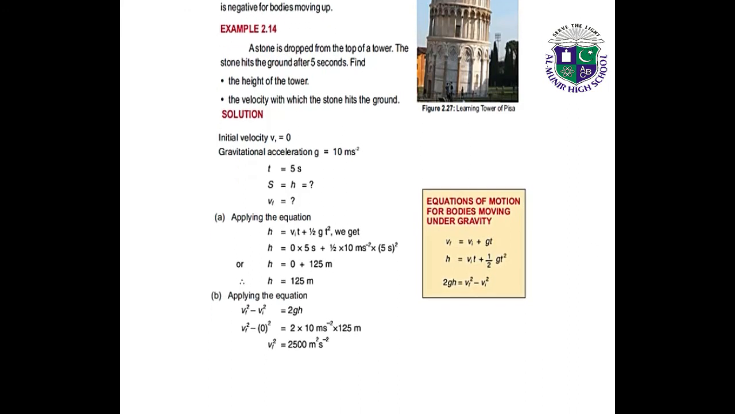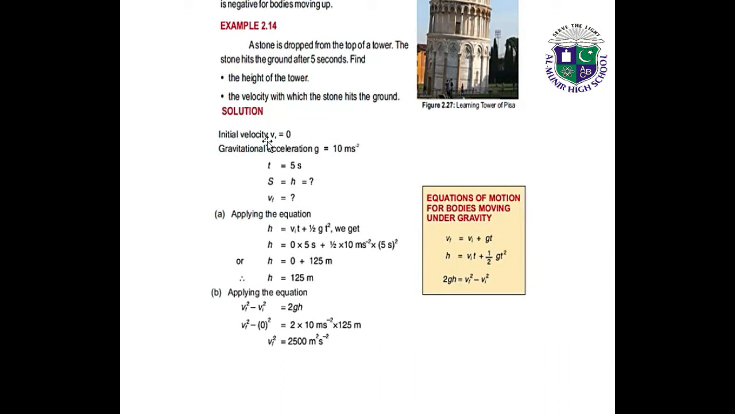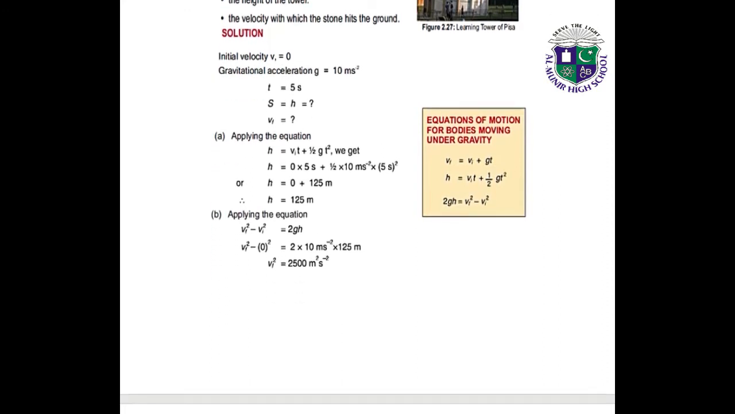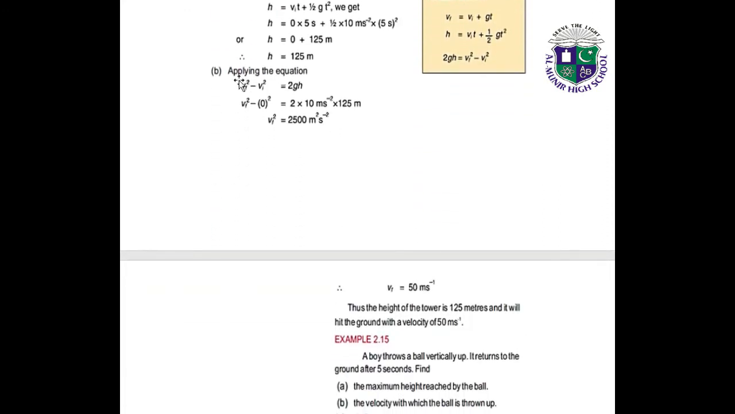Look at example 2.14. In this statement, initial velocity will be 0, gravitational acceleration is given as 10 meter per second square, time is given. We have to find out the height and final velocity. By using the second equation of motion, we will use h instead of s here, because a stone is dropped from the top of a tower. So we will calculate the height. By putting all these values in this equation, we will get the height, which will be 125 meter. Applying the third equation of motion, we will get the final velocity.